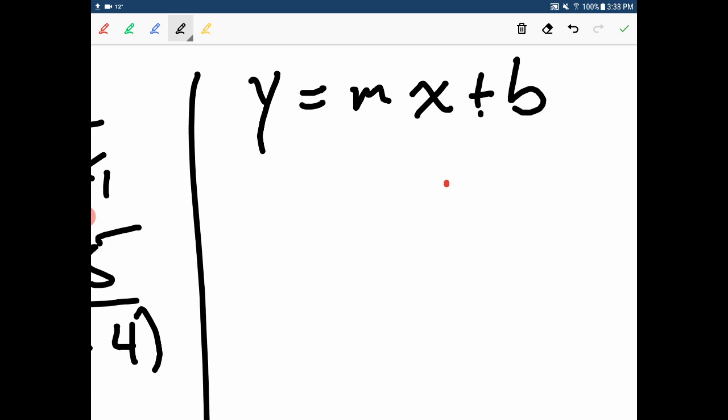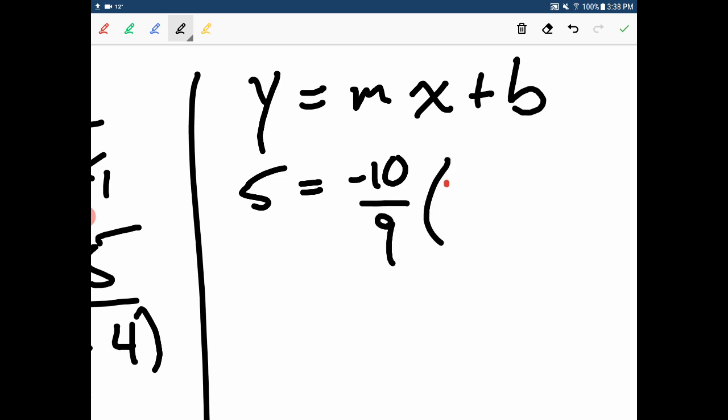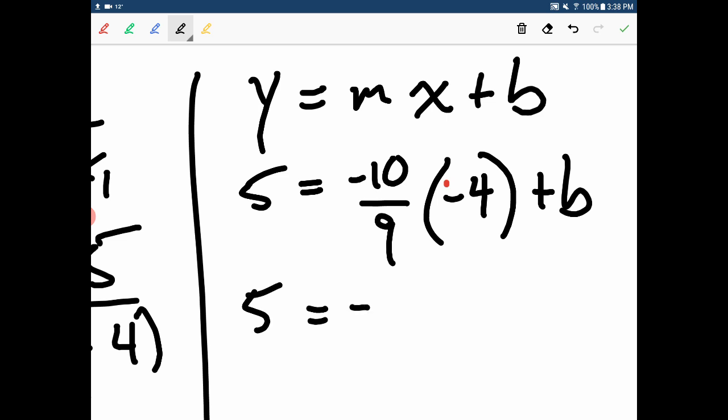So I guess that was the first point. So I'm going to say that's equal to 5. My slope we just found was equal to negative 10 over 9. And my x is equal to negative 4. Okay. So we do the multiplication. We say negative 10 times negative 4 is equal to, whoops, getting ahead of myself. We got a negative times a negative, so it's going to give us positive 40 over 9.